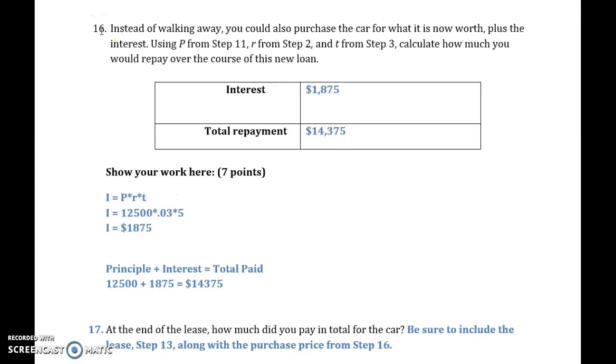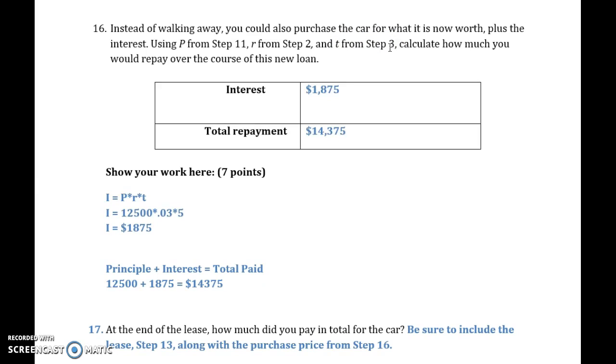Number 16, we're going to look at what the cost would be if we move forward with purchasing the car. So we have to start thinking about how much interest we're going to have to pay on the loan to buy the car. So use the principal from step 11. That's how much the car is worth now. So that's how much we're going to have to borrow to pay for it. But use your rate from step 2 and your time from step 3, those that you picked at the very beginning of this worksheet, because we picked those for the buying option.